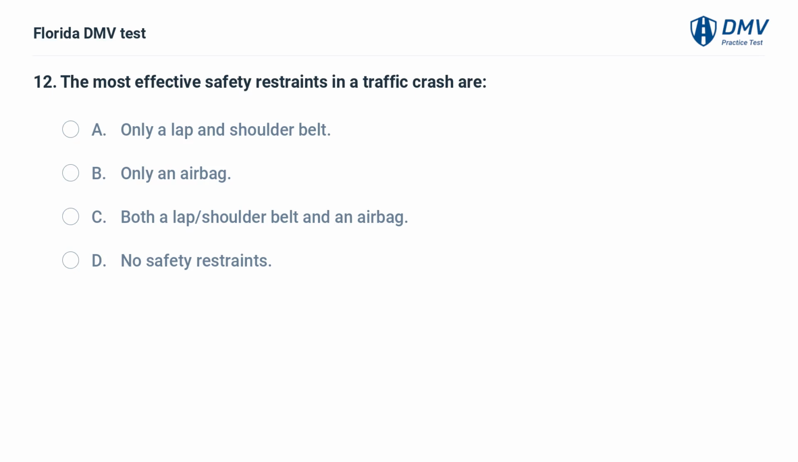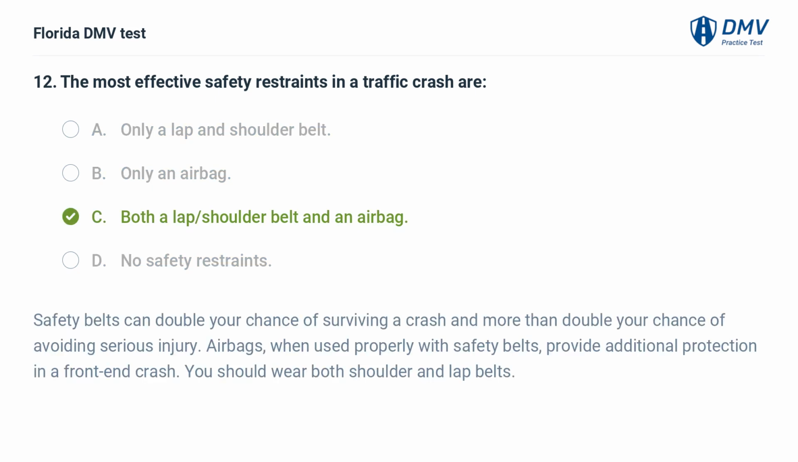The most effective safety restraints in a traffic crash are A. Only a lap and shoulder belt. B. Only an airbag. C. Both a lap, shoulder belt and an airbag. D. No safety restraints. C. Both a lap, shoulder belt and an airbag.